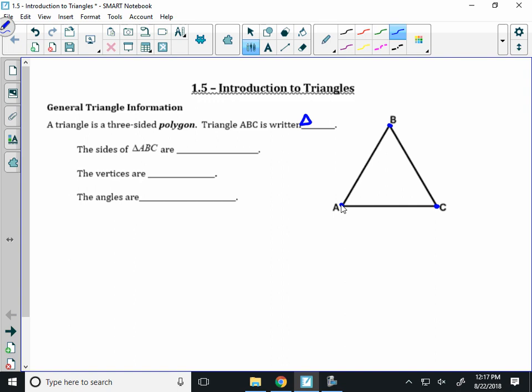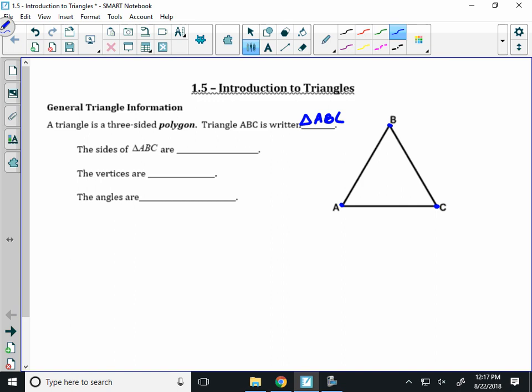Okay, so to name this triangle, use those corner points. How do you want to name it? Order doesn't matter. ABC. A, B, C. You could have named it CAB, BCA, ACB. Doesn't matter. Just use those corner points.